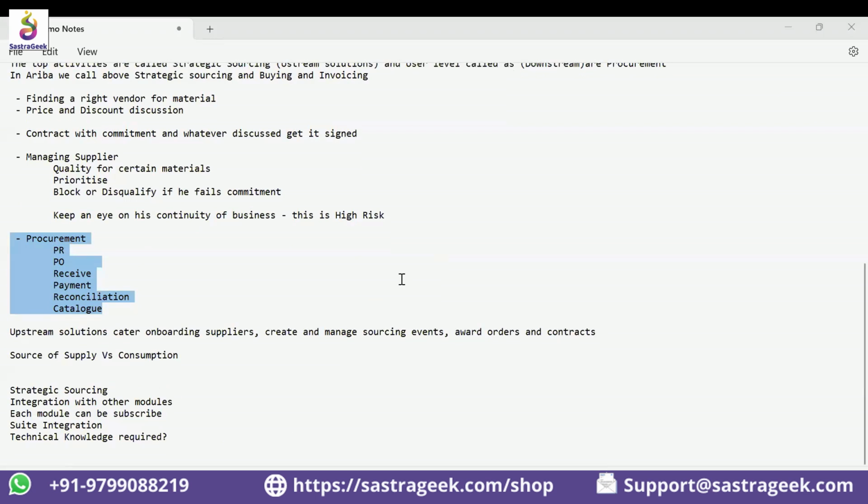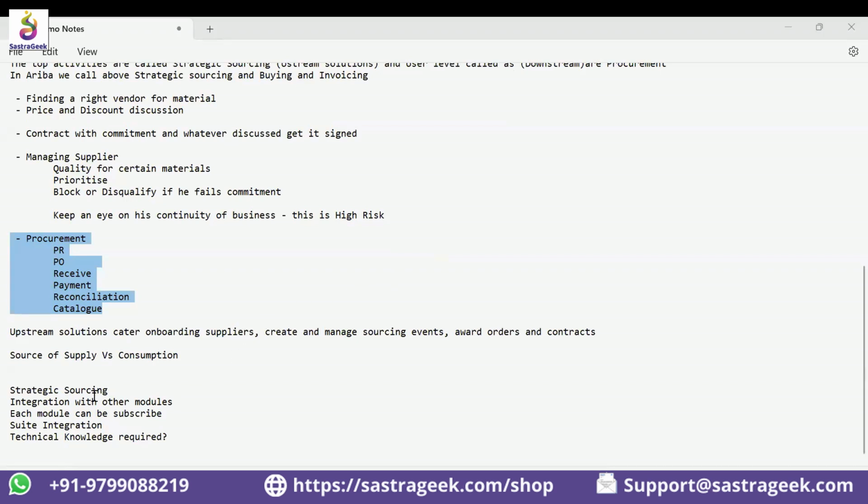Yeah, so we are going to cover all five modules: sourcing, contract management, supplier management, buying and invoicing. All modules are covered in depth, like the end user side, how an end user performs the transaction in the system. And as a consultant, what is our role and what configuration do we do in the system? That is all covered as part of the syllabus.